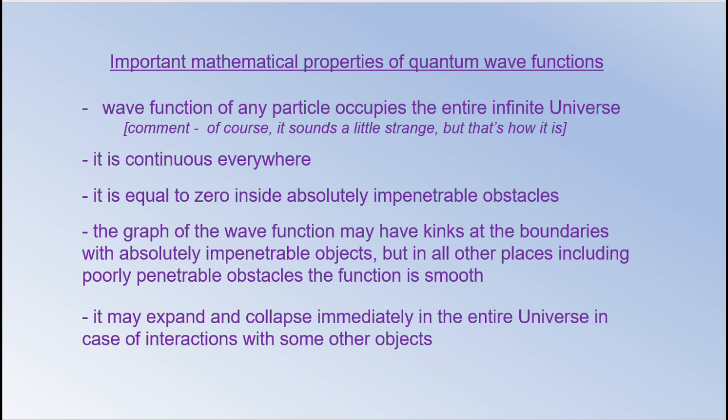The graph of the wave function may have kinks at the boundaries with absolutely impenetrable objects, provided that the function itself is still continuous. In all other places, including poorly penetrable obstacles, the function is smooth. Finally, it may expand and collapse immediately in the entire universe in case of some interactions with other objects. In the following discussions, you will see how important these rules are.